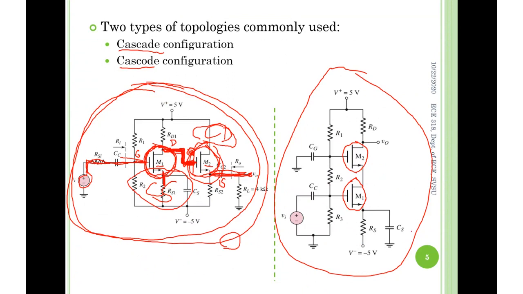How to identify the first stage from the second stage: you need to see the total input of the entire circuit, right? What is the total input of the entire circuit here? You only have one input, VI. VI now is not feeding M2. It's feeding M1. M1 is the first stage.